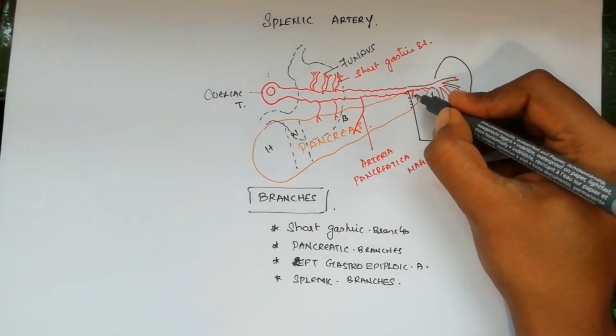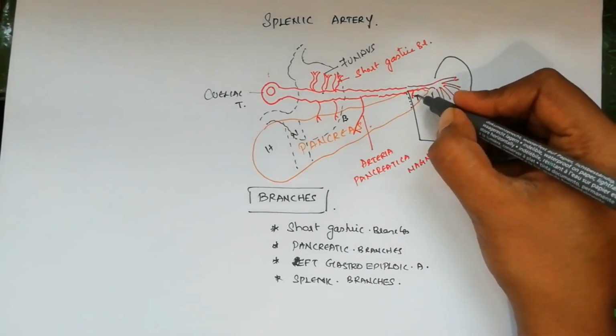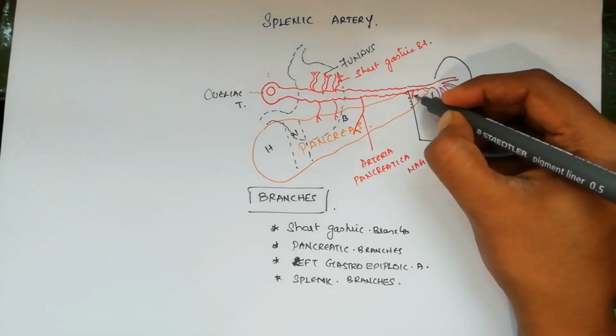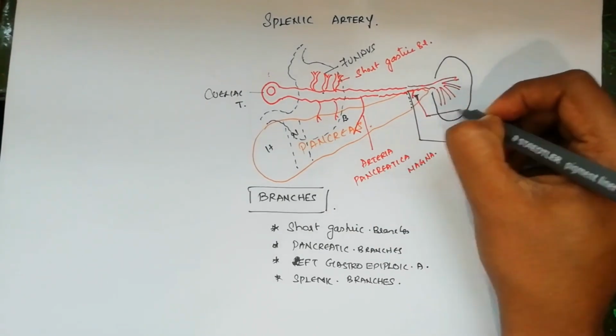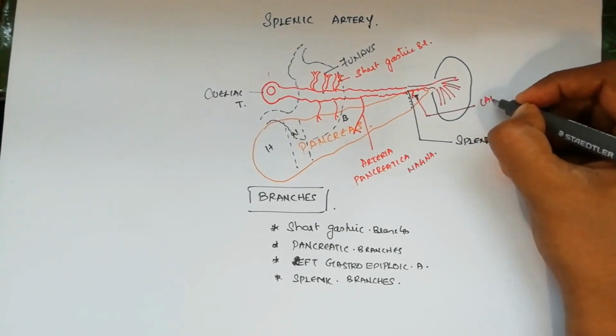And then we have one more artery, which has a special name, to supply the tail. We will call that the caudal pancreatic artery.